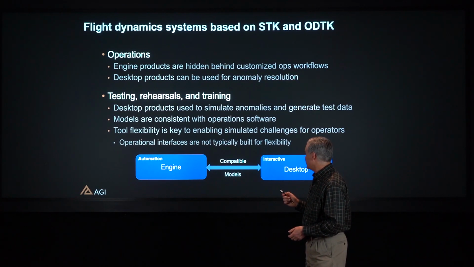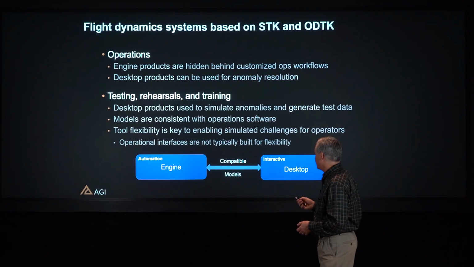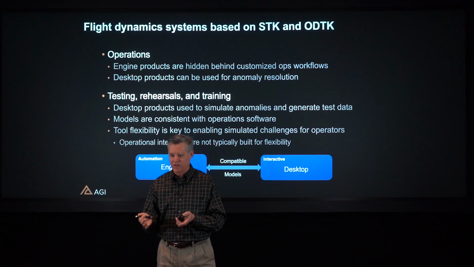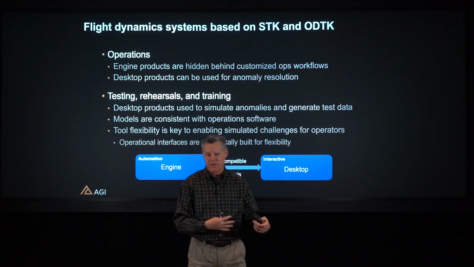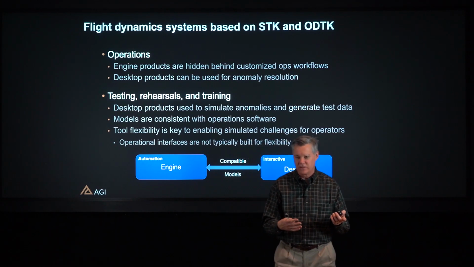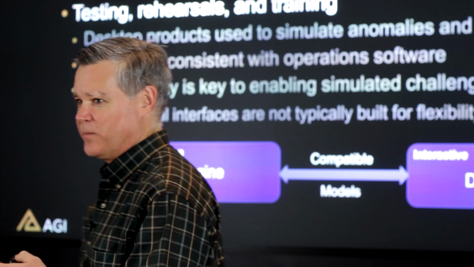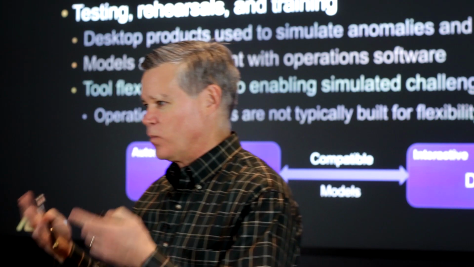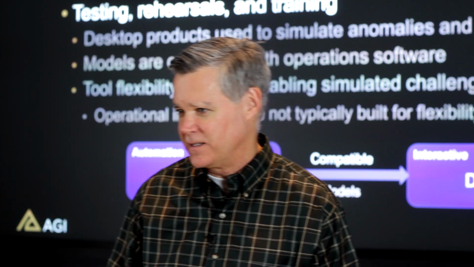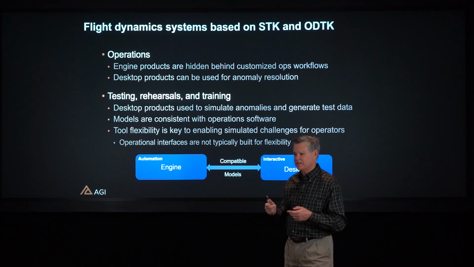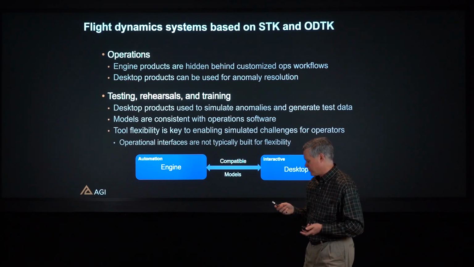The types of flight dynamics systems that I've worked with during operational readiness tests have been based on STK and ODTK. These systems are really nice in that for the operations side of things, you're typically dealing with the engine version of the products, where the product's capabilities are hidden behind a customized operational workflow that the operators use to do just what they need to do every day. But in the case of things going bump in the night, when something went wrong, we have the ability to pull the STK scenarios and ODTK scenarios out of the operational system, bring them up in the desktop products, and do a much more detailed analysis because of the level of flexibility that the desktop products bring us.